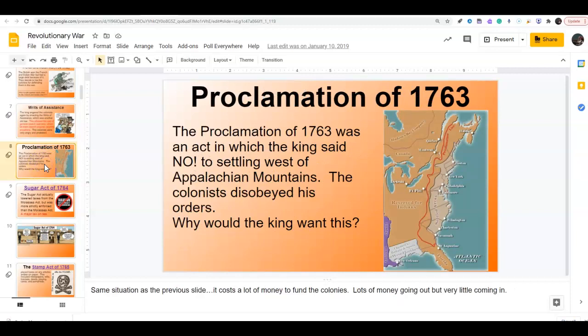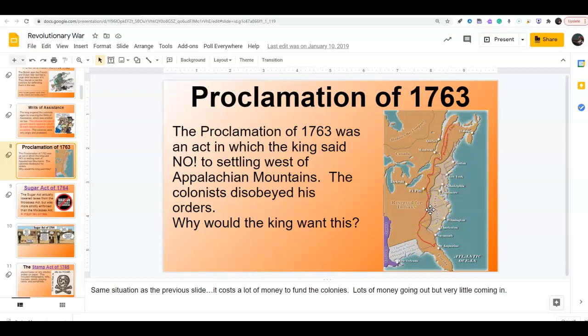One of the other things the king did was he issued what we call the Proclamation of 1763. Basically all that is him saying he does not want the colonists to go west of the Appalachian Mountains. So the Appalachian Mountains run right through here. They stop about right here in the Carolinas. This would be present-day Georgia. So basically he says he wants the colonists to stay on this side.